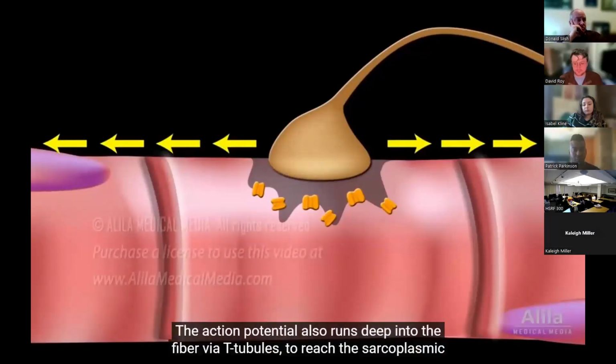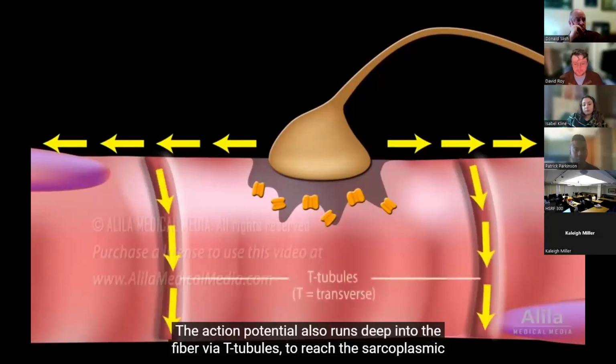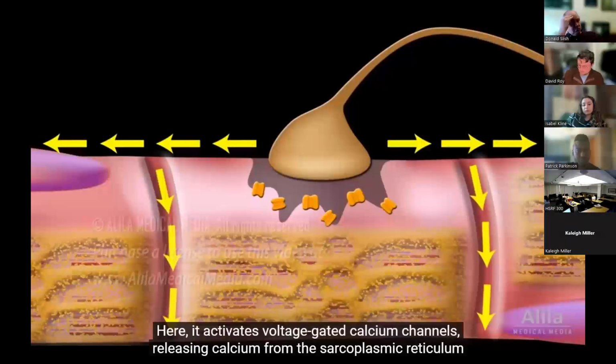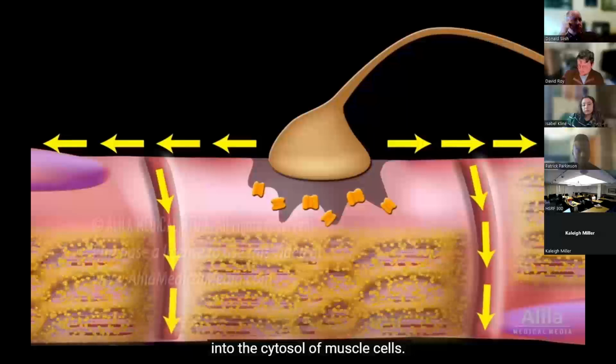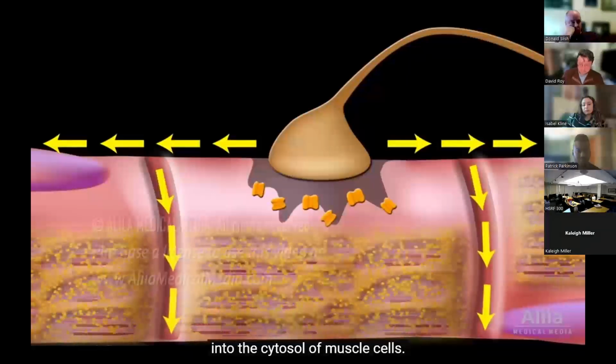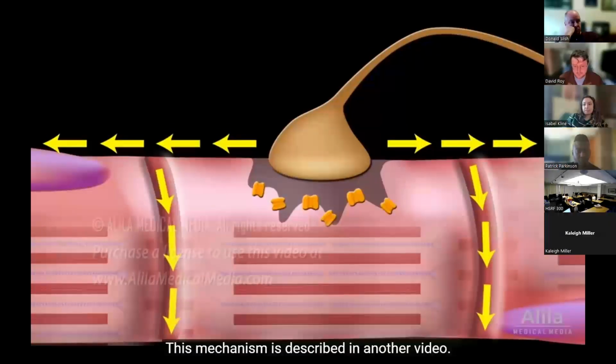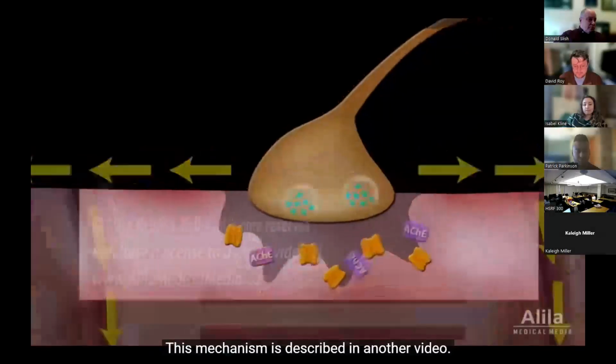fiber. The action potential also runs deep into the fiber via T tubules to reach the sarcoplasmic reticulum. Here it activates voltage-gated calcium channels, releasing calcium from the sarcoplasmic reticulum into the cytosol of muscle cells. Calcium then sets off muscle contraction by the sliding filament mechanism. This mechanism is described in another video.